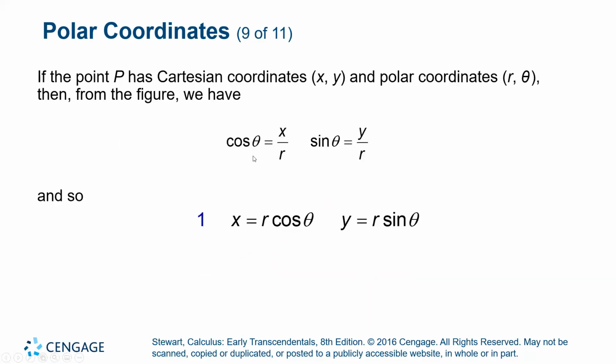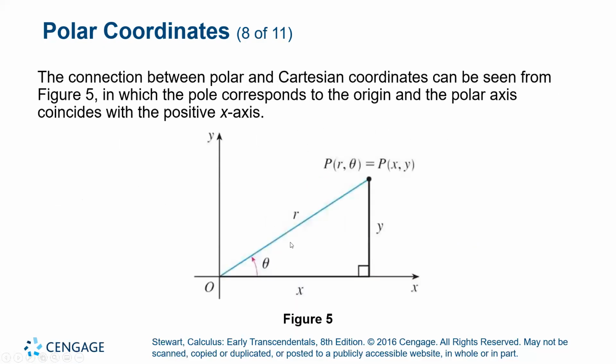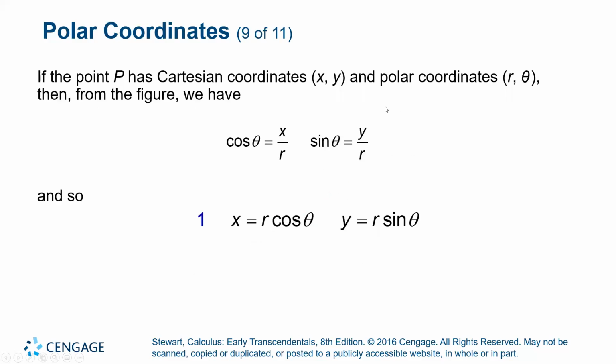If I wanted to know what x and y were, I know that the cosine of theta could be represented by x divided by r, and the sine of theta could be represented by y over r. And that is what is written here. Cosine is x over r, and sine is y over r. So if I solve both of these equations for x and y, I would get x equals r cosine theta and y equals r sine theta.